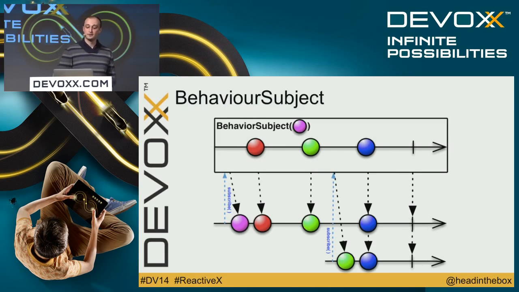Now, another subject is the behavior subject. Behavior subject takes an initial item that it starts with, and then once a subscriber subscribes to the subject, it emits immediately the latest event from the source stream, right? So what we see here is that the first observer subscribes when there are no items emitted yet, so it will get the initial item, and the second subscriber gets the latest value at the moment of subscription. And from that moment on, they both get the same items that are emitted.